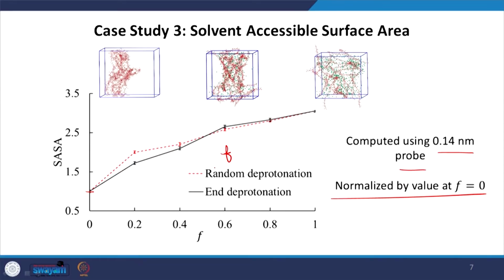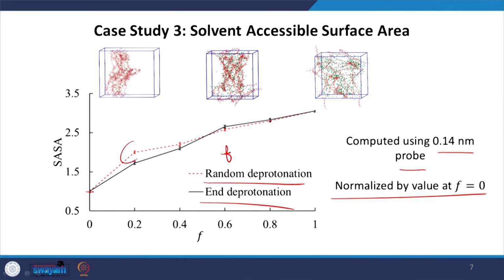increases. But what we also saw is that for a given value of F, if I compare two different patterns, in one case we randomly place the CO minus groups, and in the other case we place all the CO minus groups in the end, they give you different amounts of water content for certain values of F, and that tells me that my aggregation itself will be affected not only by F alone, but also by how I am deprotonating the polymer chain. And that pretty much tells me the effect of the pattern of deprotonation or the pattern of charging of the polymer chain, which indeed plays a significant role.